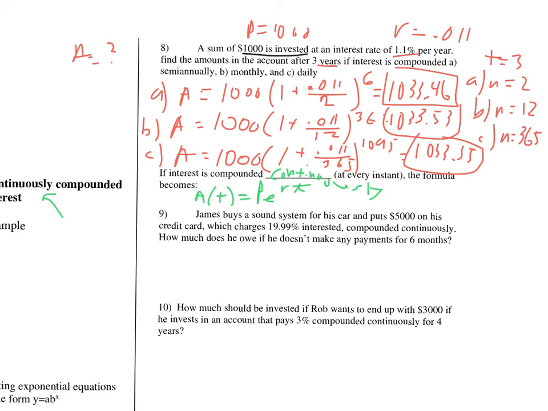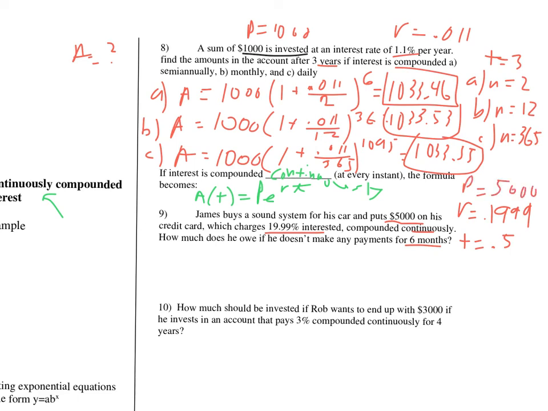We'll do this one. James buys a sound system for his car. He puts $5,000 on his credit card, and his card charges that much interest compounded continuously. And that actually is a reasonable interest rate for credit cards. Credit cards charge a lot of interest. That's why they're kind of the worst kind of debt to have. And so he's going to do this for 6 months. Now, this means t is 0.5 because, remember, t has to be in years. So the 6 months is half of a year. And that means he's borrowing $5,000.